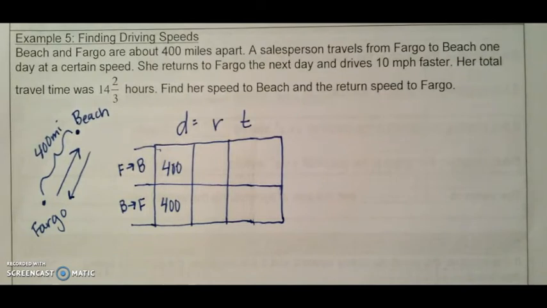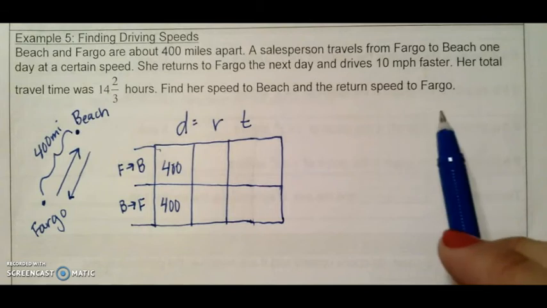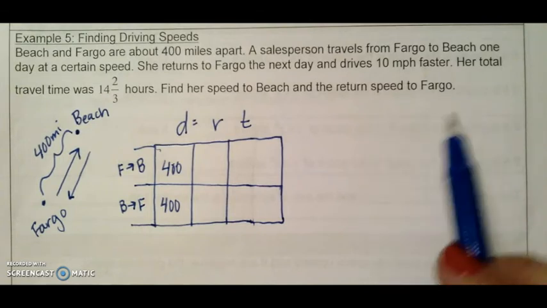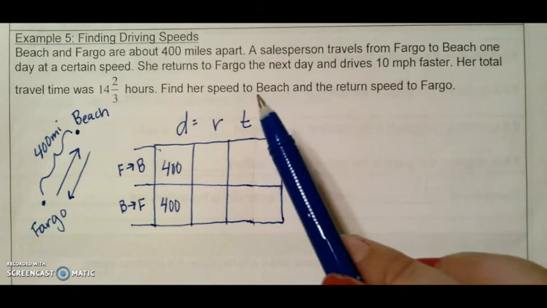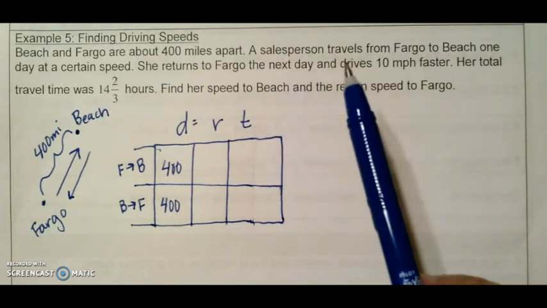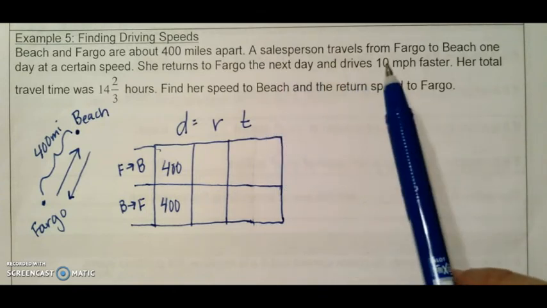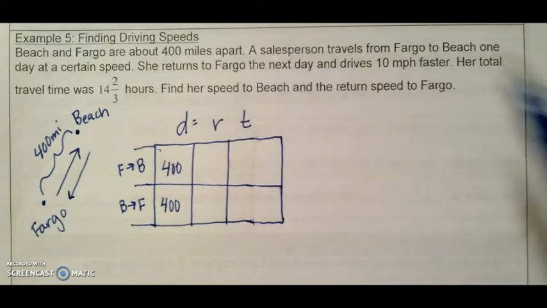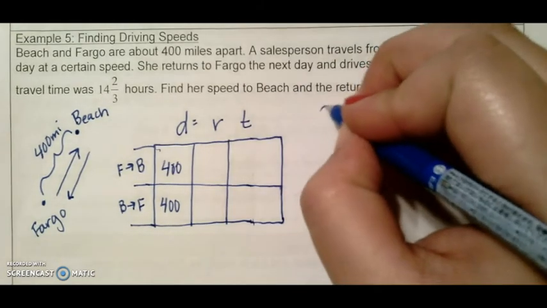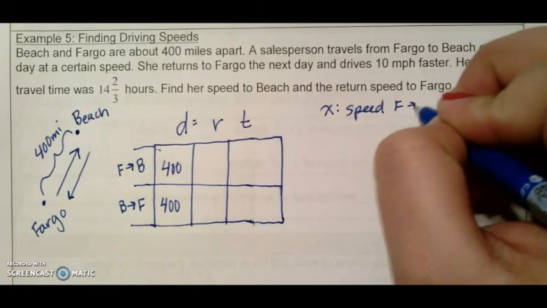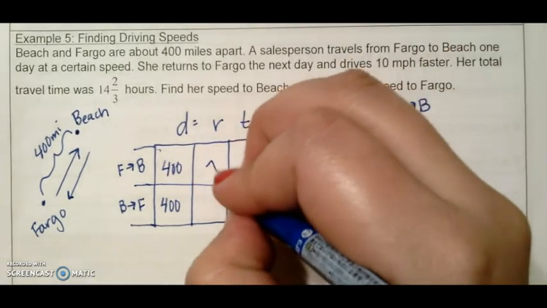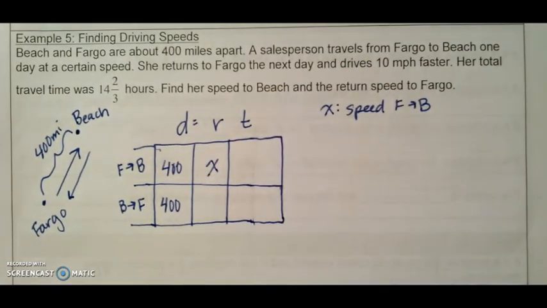Okay, and then the rate. Well, that's what we don't know, right? Now there's no wind and there's no river current or anything happening. It's just the speed of the car. Okay, so what do we know about the speed? Well, she travels from Fargo to Beach at a certain speed. We don't know what that speed is. Let's call it X, speed from Fargo to Beach. So that means that's my rate that's going to go here.